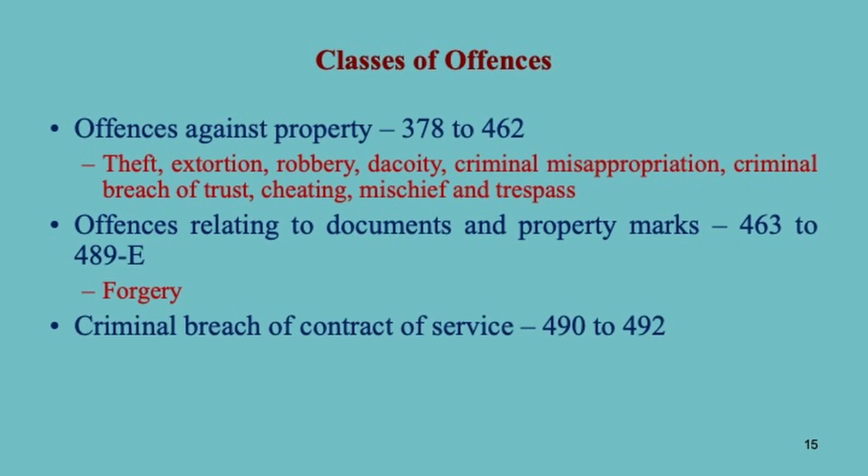Chapter 17, running from sections 378 to 462, consists of offences against property, which include offences like theft, extortion, robbery, dacoity, criminal misappropriation, criminal breach of trust, cheating, mischief, and criminal trespass. Chapter 18 from sections 463 to 489 deals with offences relating to documents and property marks, which include forgery and related offences. Chapter 19 from sections 490 to 492 deals with criminal breach of contract of service.